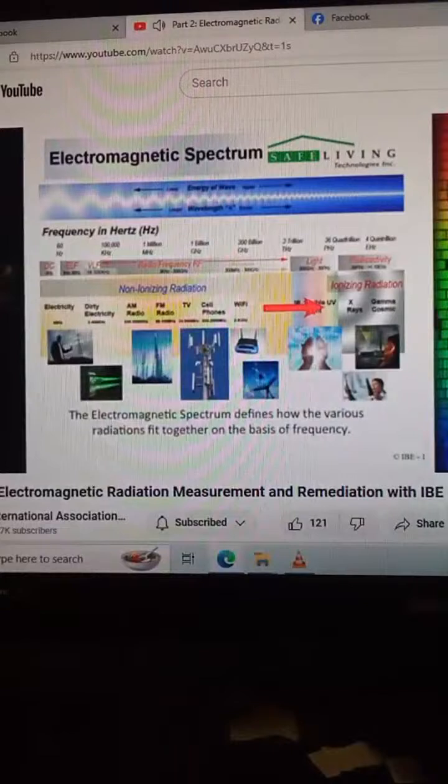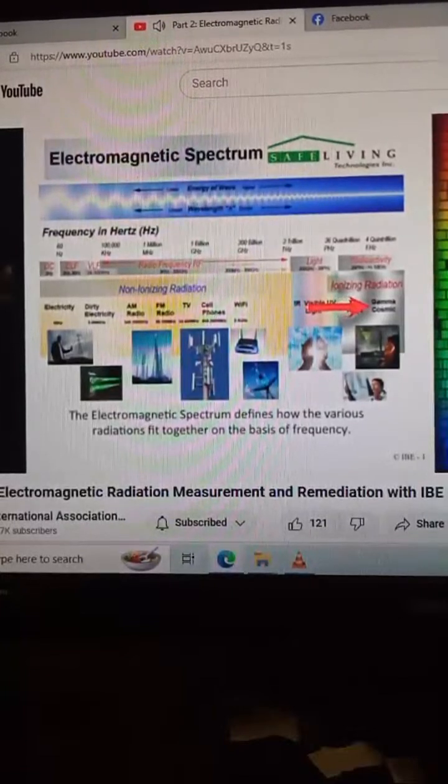So then we depart from the non-ionizing section of the electromagnetic spectrum and move into the ionizing spectrum, starting with X-rays, which of course have been recognized for a long time as being injurious to health. And then we move on to radiation from the Earth and from the cosmos in the form of gamma radiations and other things like that.